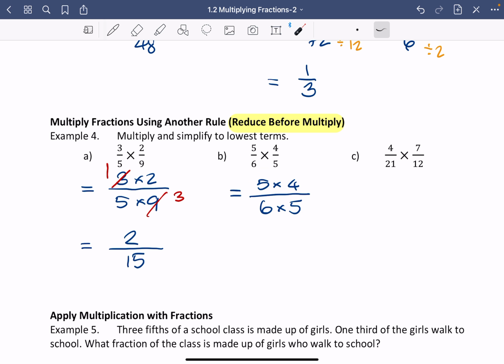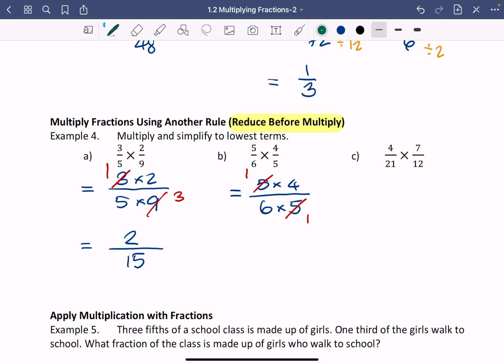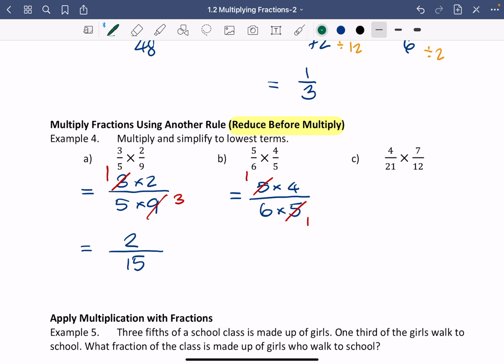So if we divide both top and bottom by 5, 5 divided by 5 will equal to 1. And same for this one, 5 divided by 5 is equal to 1. And let me change the color, maybe green. And then 4 and 6 also have a common factor of 2. So 4 divided by 2 is equal to 2. 6 divided by 2 is equal to 3. And so what does that give you? So on top, I have 1 times 2 left. And on the bottom, I have 3 times 1, which is just 3. So my answer for the second question is 2/3.